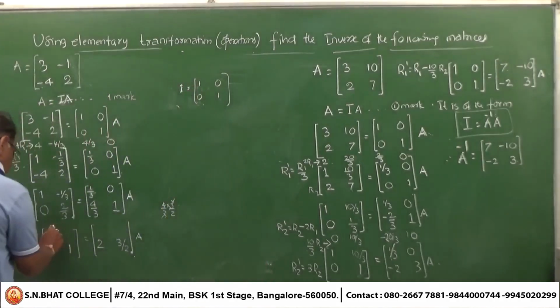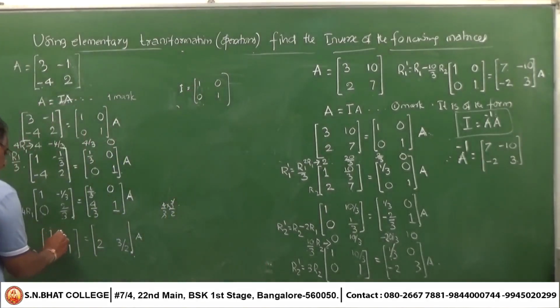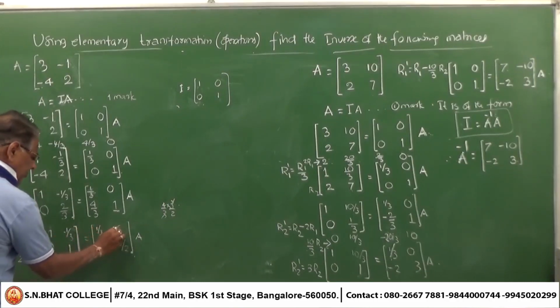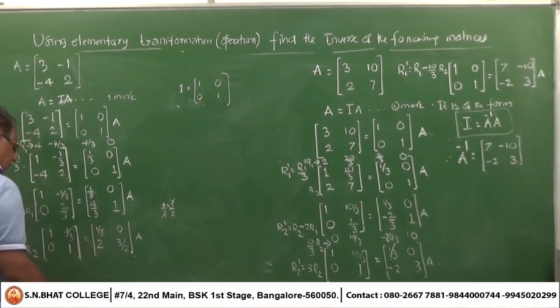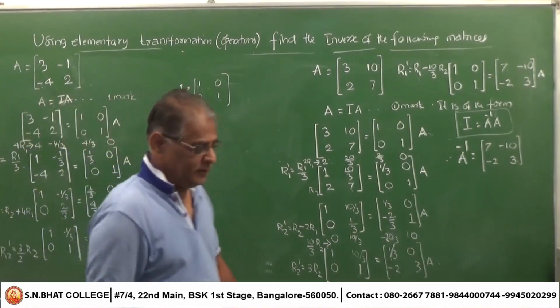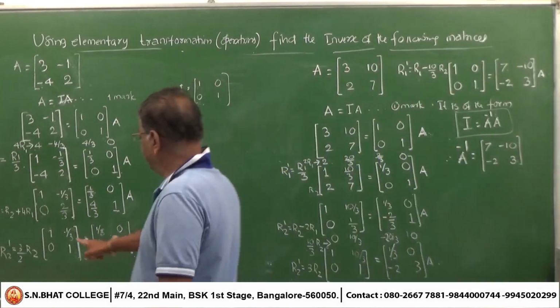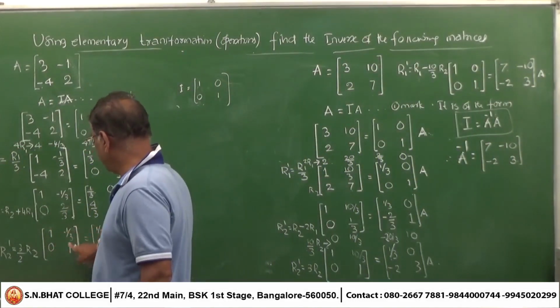Write first row as it is. 1 minus 1 by 3, 1 by 3, 0. Write first row as it is. We have not touched R1. On the left hand side we have made 1. We have made 0, 1.